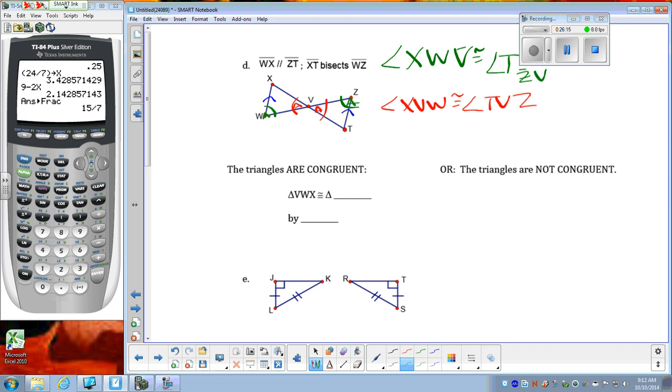And the last thing I know is I know that XT bisects WZ. So that means XT splits WZ in half. So I know that WV is congruent to ZV. So I have that these two triangles are congruent by angle, side, angle, because I have two angles in the included side. So I know that VWX is congruent to VZT.